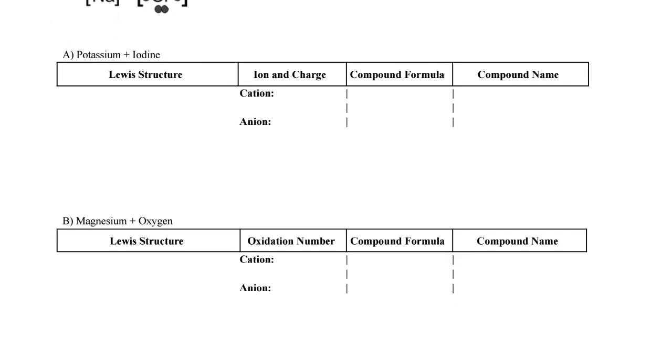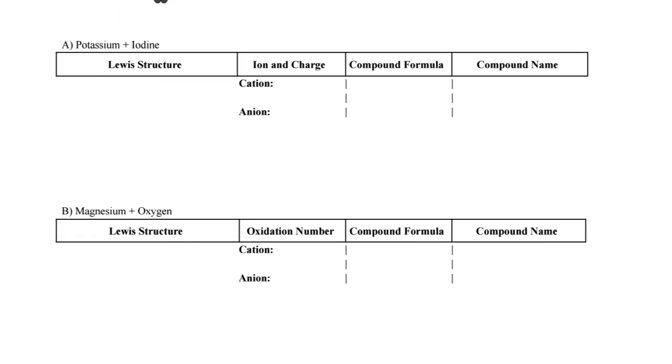Let's go ahead and get started with problem A, potassium and iodine. So we need to start by drawing a Lewis dot structure of these two elements. So we start by writing the chemical symbol. For potassium, it's just a K. And then for every valence electron, we'll draw a dot. Potassium is in group 1, so it just gets one dot. Now iodine is in group 17, so it has 7 valence electrons, so it gets 7 dots, and notice I'm going to pair up 6 of them, and then just have one by itself.